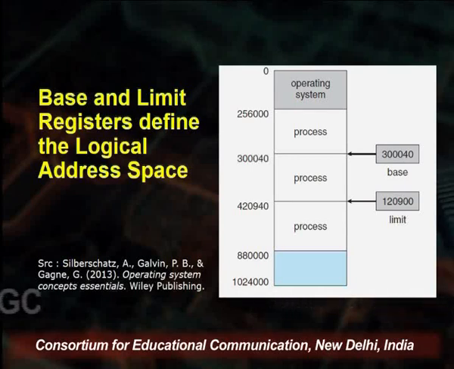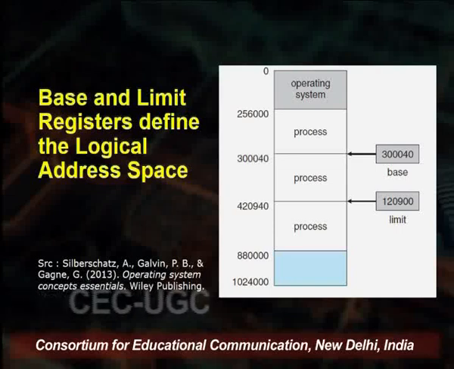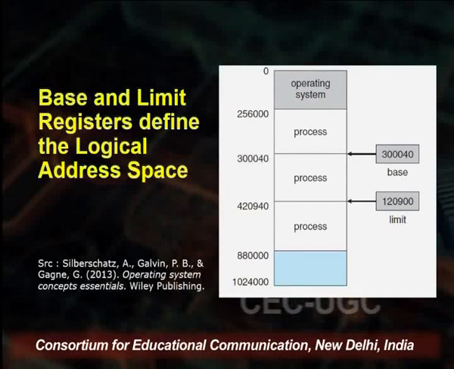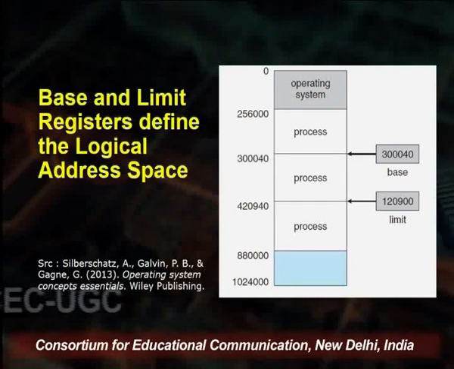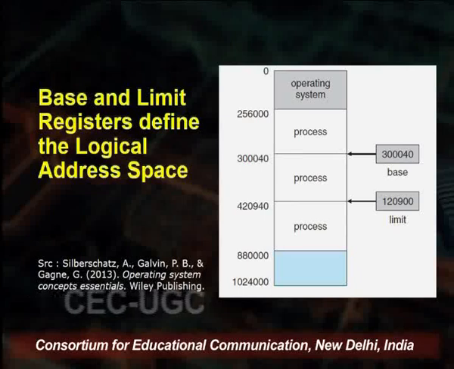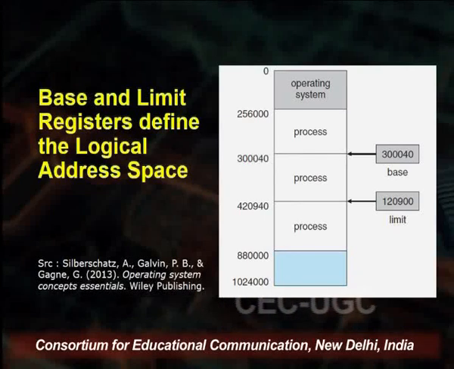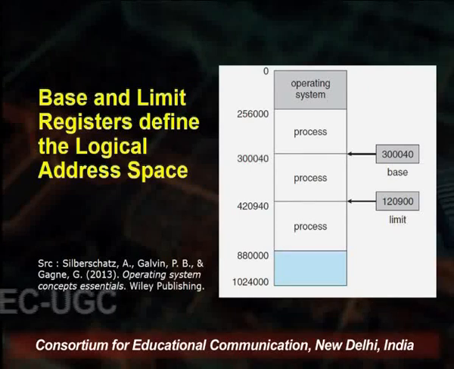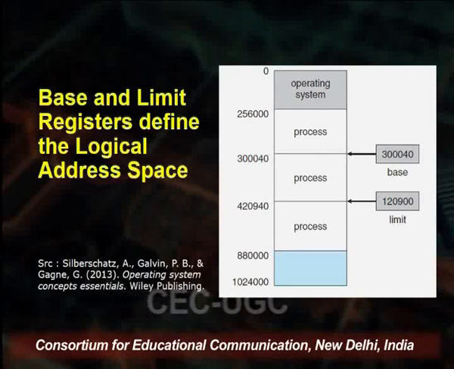hold. Now what will happen if this process asks for a memory space or tries to access an address space outside this range of 30040 and 420940? Immediately an alarm can be raised. So this is one way of using hardware, that is the use of the base register and limit register, to control the way the memory address space is being accessed, or how protection is given from one process to another process in the operating system.